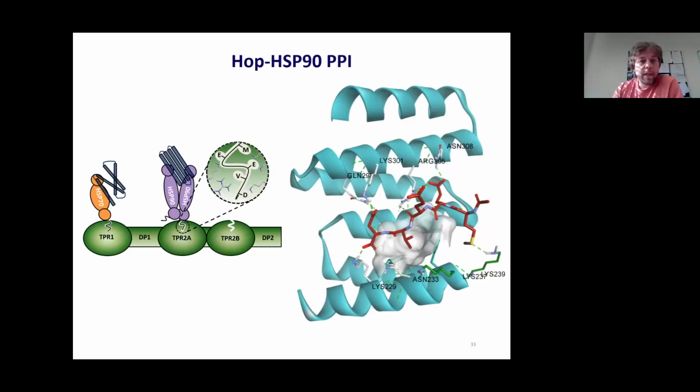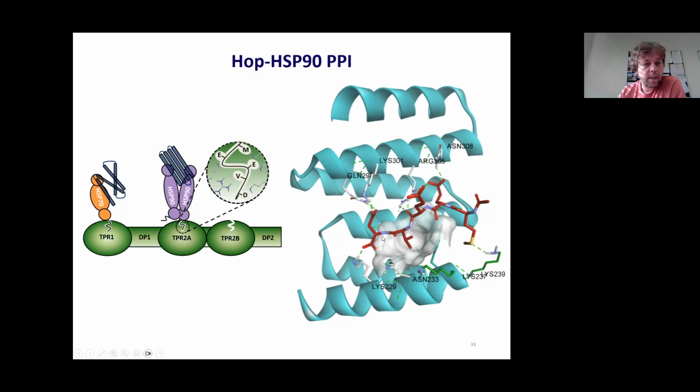So revisiting the HOP HSP90 PPI, as we said, we want to disrupt this protein-protein interaction, and fortuitously, as a transient interaction, it is mediated by this C-terminus MEEVD pentapeptide of HSP90 interacting with HOP, which is shown in green, specifically the TPR2A domain of HOP. And like many protein-peptide interactions, we have a crystal structure, and it shows the MEEVD peptide interacting with this arginine and lysine-rich carboxylate clamp region of TPR2A.